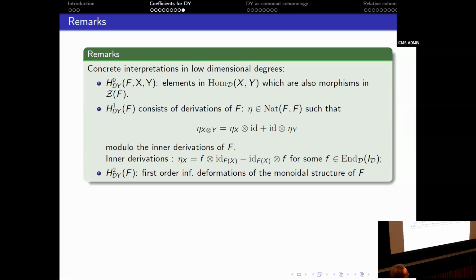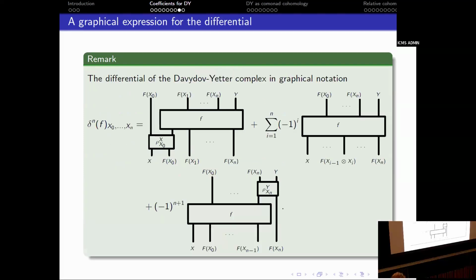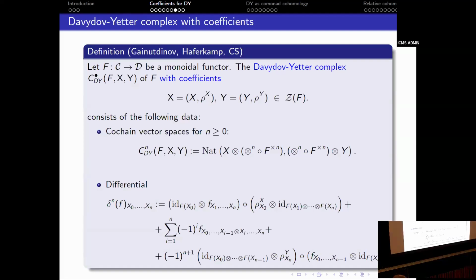At this point you're happy, because you know in principle how to access deformations of braidings, deformations of module categories, all interesting stuff, including in concrete situations. You're maybe not so happy if you think about how this complex is defined, because handling natural transformations is a bit cumbersome. So we need to think about this.